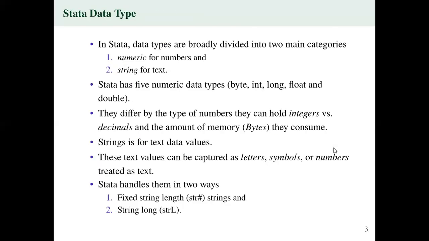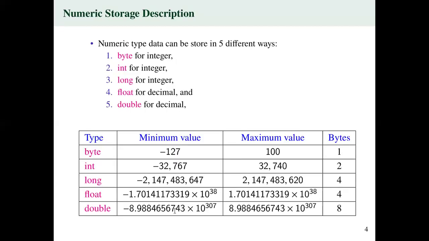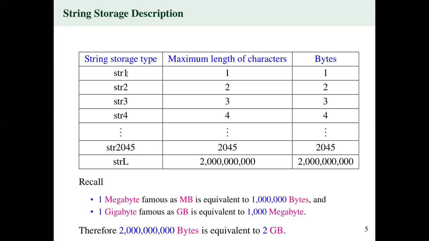How about a string? Remember string, we said you have either str# or strL. So str# is like this one. Str1 means it can hold only 1 character, like A or B or only C. Even if it is the whole variable, each cell will hold only 1 character. But when you have str2, it has the ability to hold 2 characters, like AB or AD or CZ, something like that.